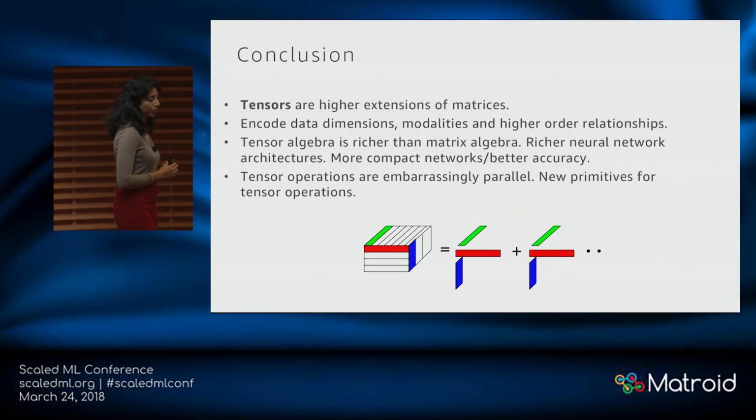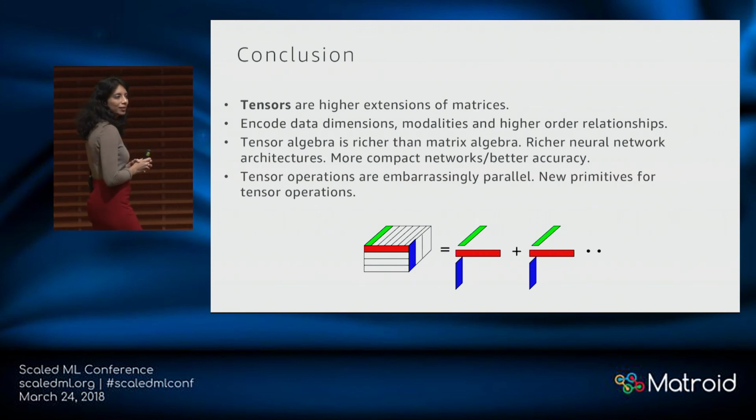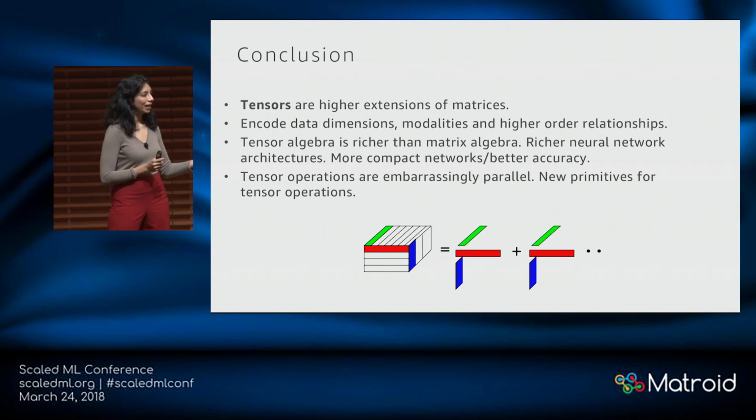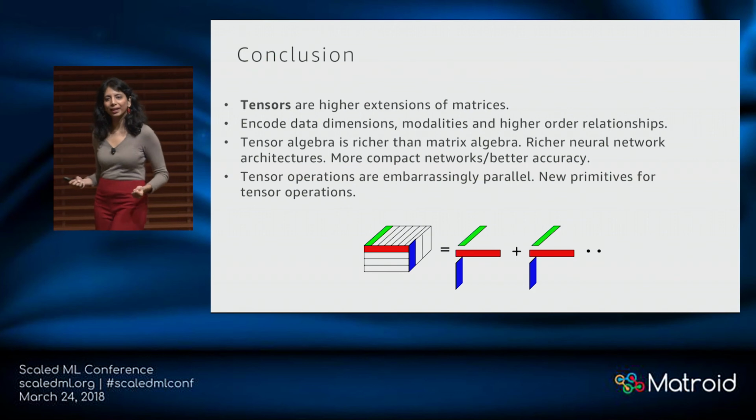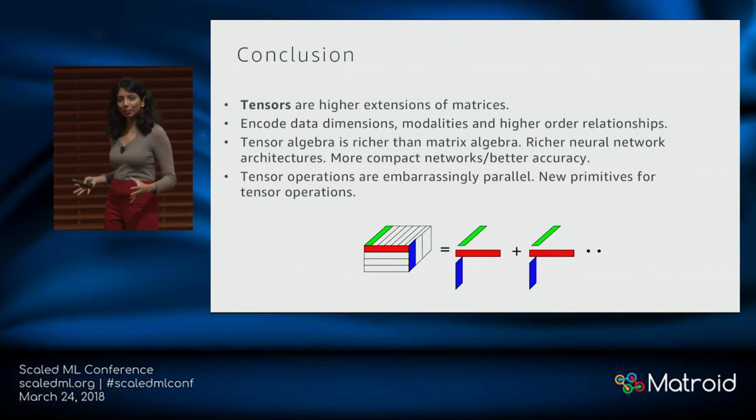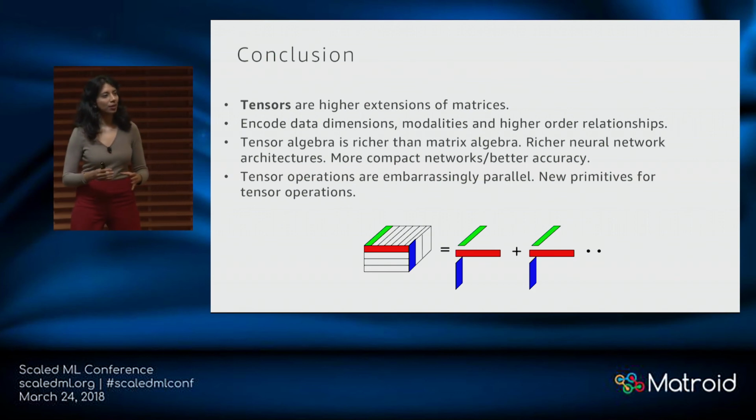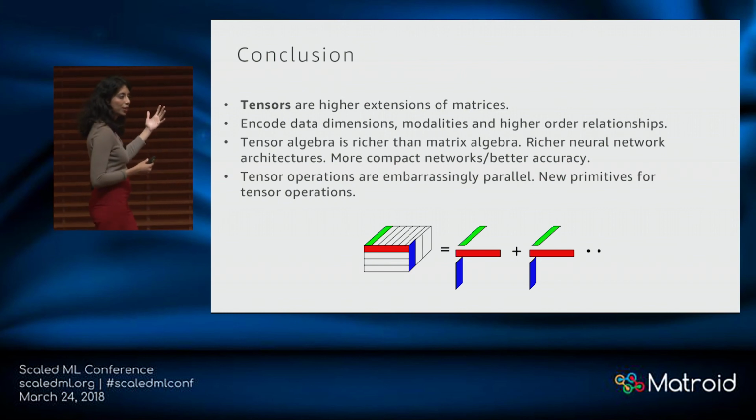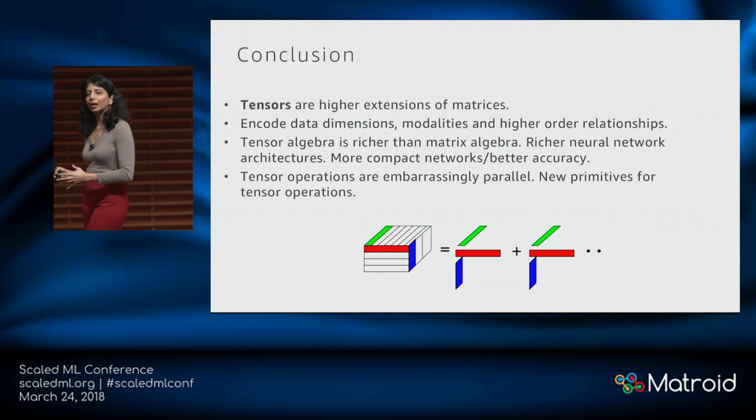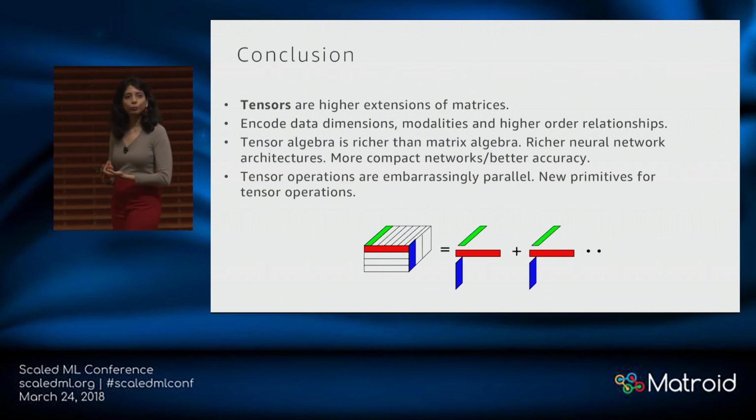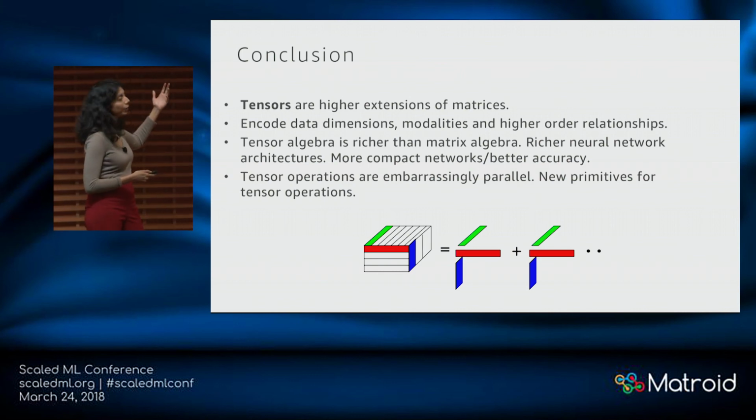So to conclude, I showed how tensors now give you another handle to deal with data dimensionality, right? So you can naturally encode data of any arbitrary dimension through tensors. You can now have neural network architectures with tensor algebraic operations that could lead to much more compact networks, that could lead to better accuracy, that can lead to new frameworks for even unsupervised learning like topic modeling.